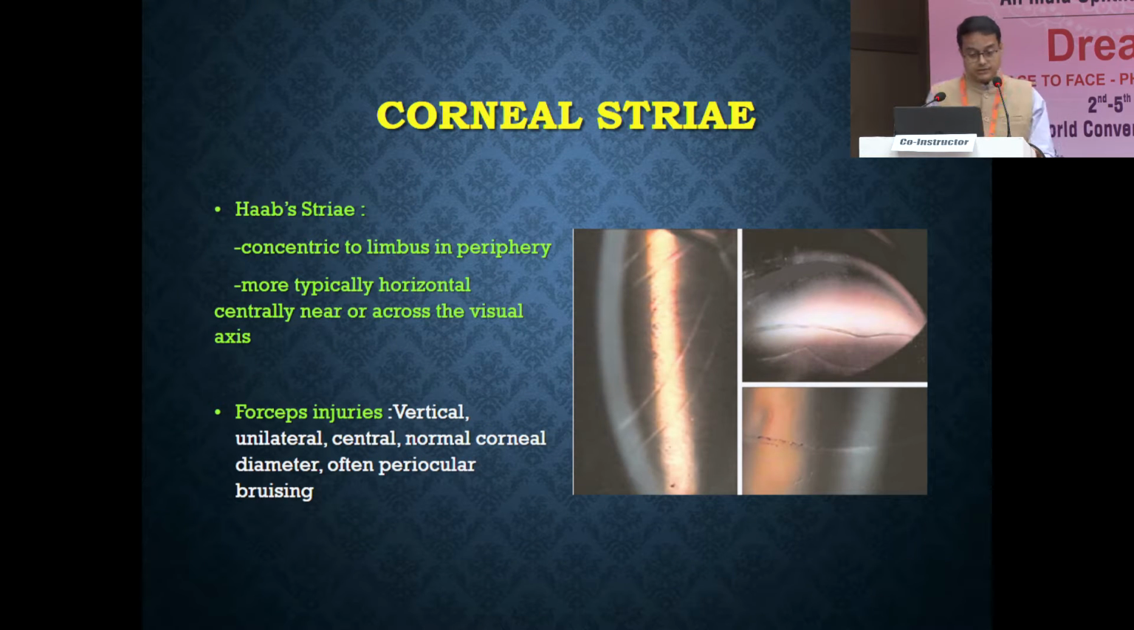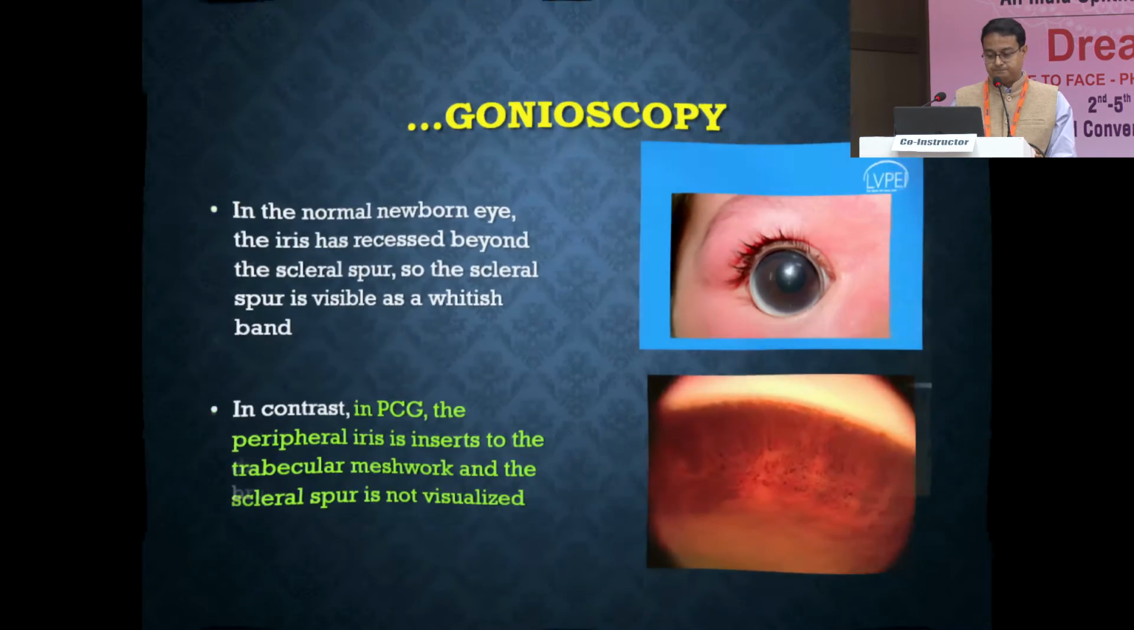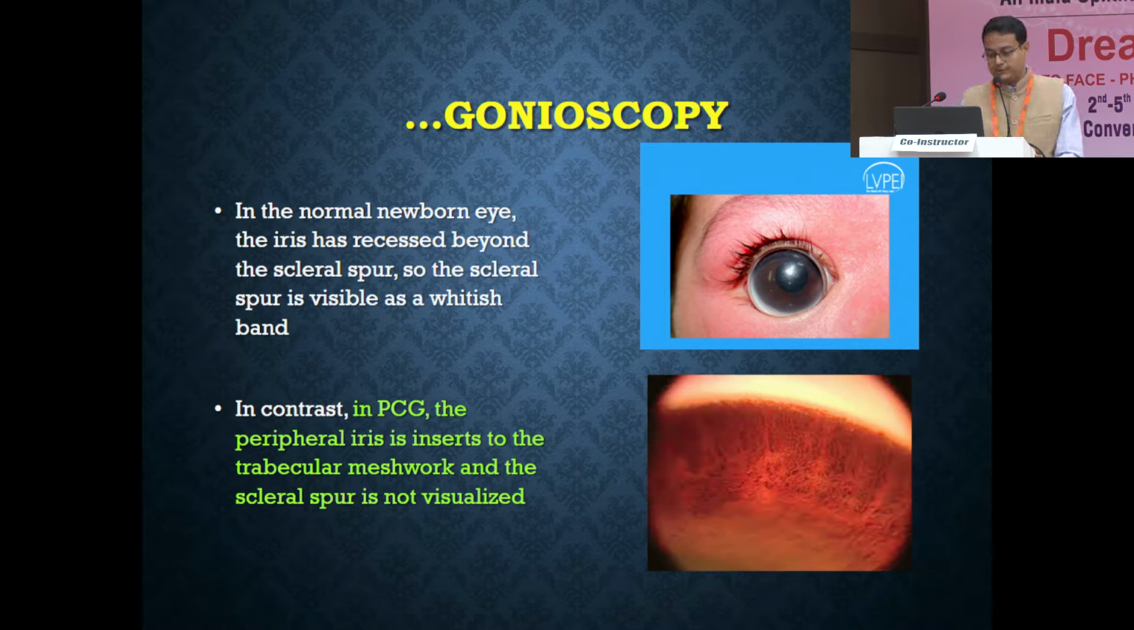The corneal striae are important. The Haab striae, characteristically, when they're seen in the periphery, they're concentric to the limbus. When they're seen in the center, they are horizontal and located near the visual axis. They must be differentiated from the forceps injuries, which are vertical, unilateral, and central, often associated with periocular bruising.